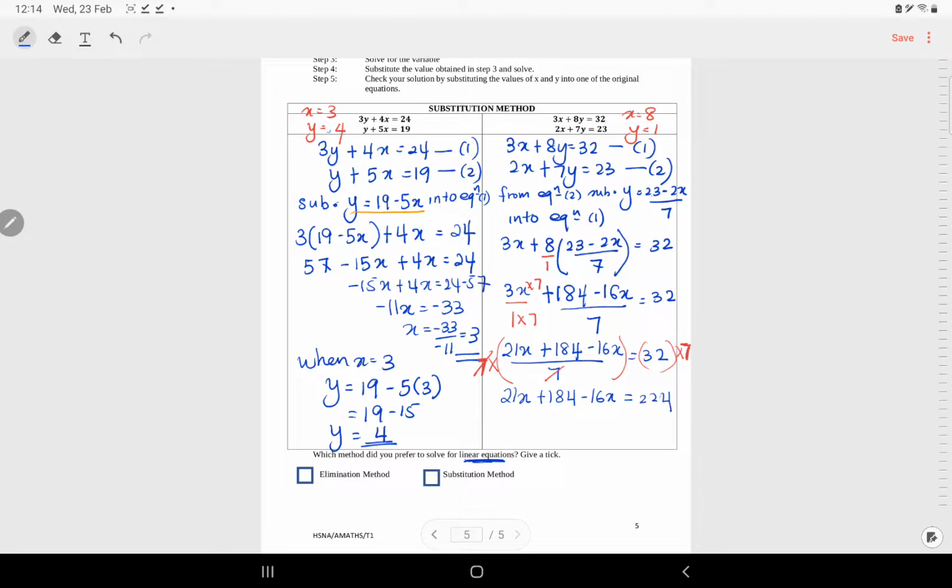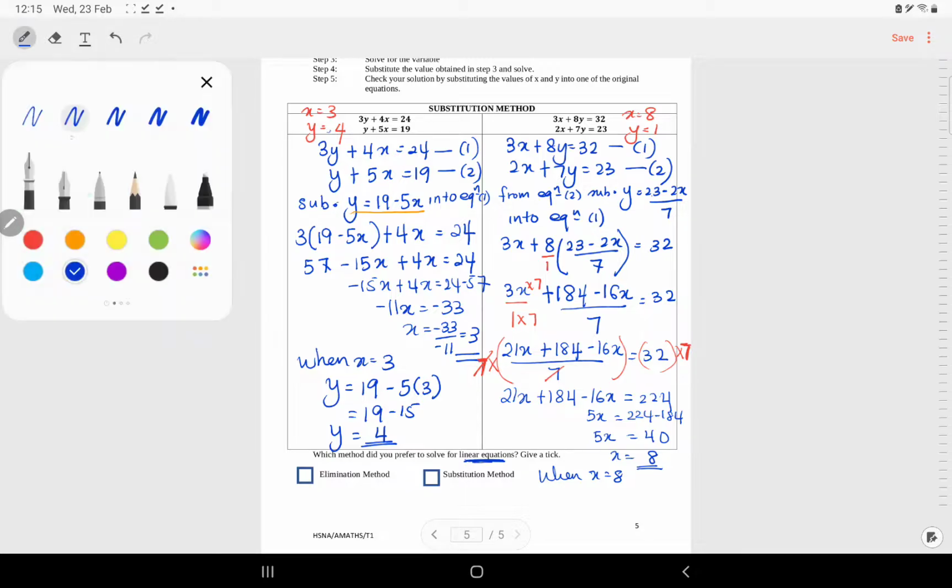Okay, now you have x and constant. So 21x minus 16x is 5x equals, if I bring this to the other side, 224 minus 184, that should give me 40. So therefore x equals 8. Okay, I got the value of 8, so x equals 8.